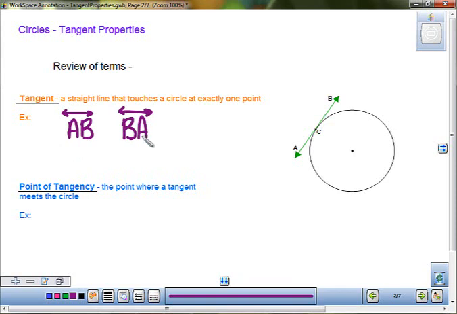And there are no endpoints to a line. Those arrows indicate that it goes on forever, so you could even use C. So you could say AC, CA, CB, or BC. So there are several correct ways to name that line. The point of tangency is the point where the line grazes the circle. So in this case, that is point C. Okay, there is no symbol that goes above a point. You just use the capital letter to name it. So that's point C.